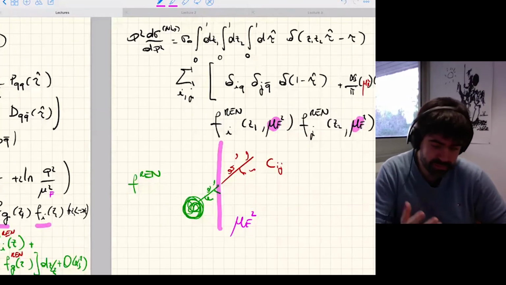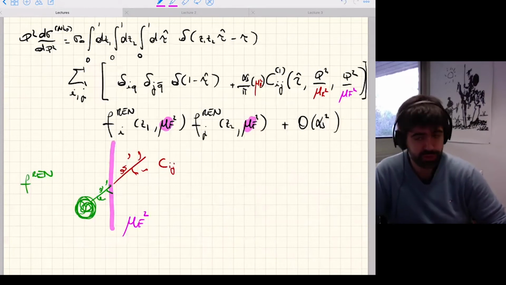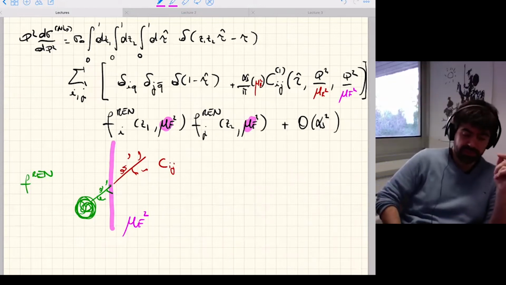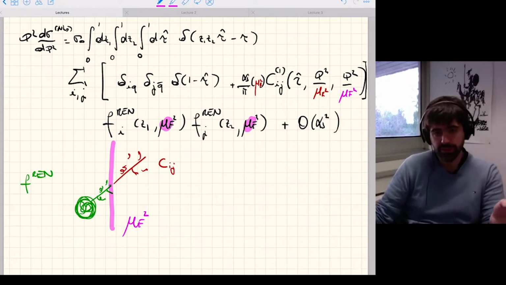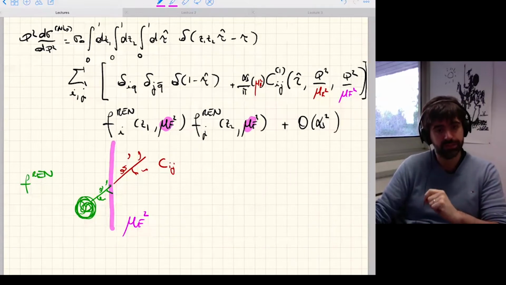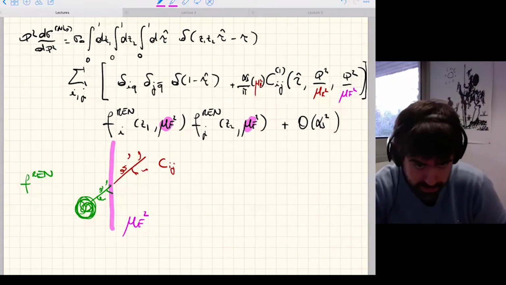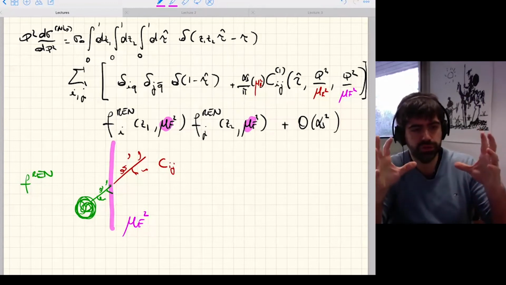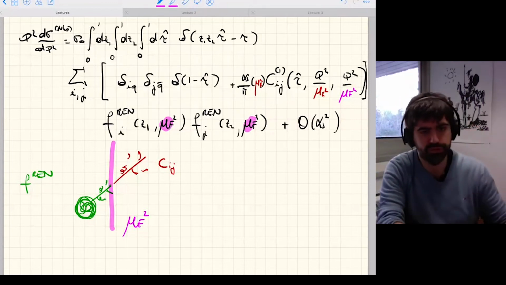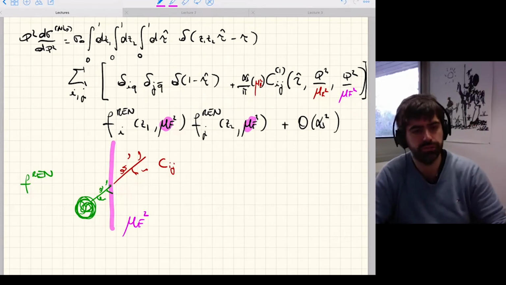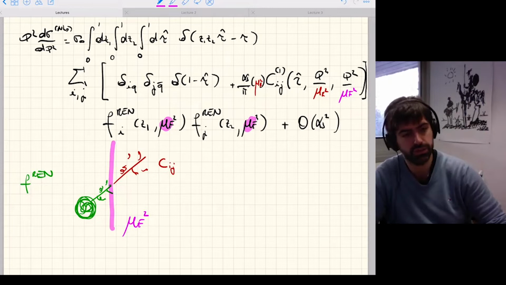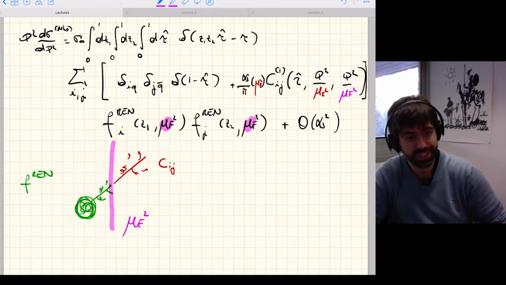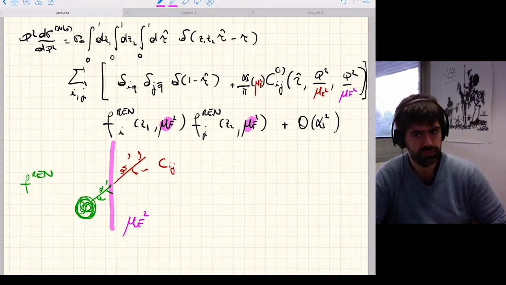One thing that we would like to say, well, okay, let me say two things. If you always choose the same factorization scheme for all processes, then renormalized PDFs are universal in the same sense as bare PDFs. So once you fix the factorization scheme, you can use the same PDF for deep inelastic processes, you can use them for Drell-Yan, you can use them for Higgs production, and so on and so forth. So universality is maintained once you fix the factorization scheme.